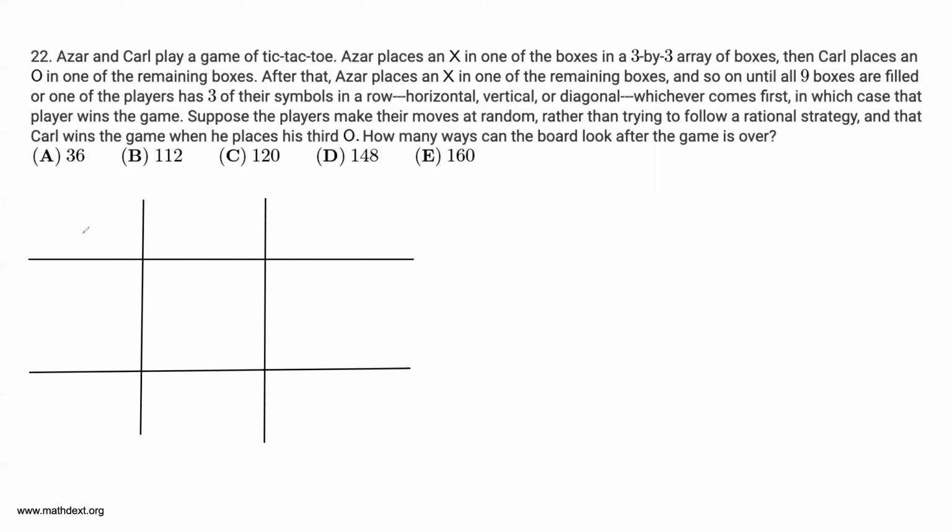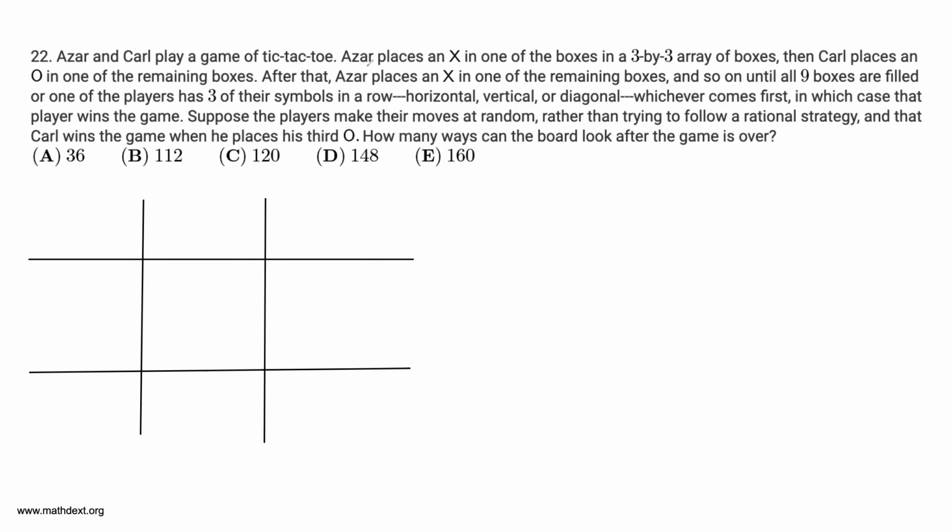So if Azar were to play something like this, and Carl were to win 3 in a row, that'd be the same. It would be considered identical as if Azar and Carl played like this. See the same ending position, even though the sequence of moves is different. So this actually makes the problem a lot easier to solve once you realize that we only care about the final position.